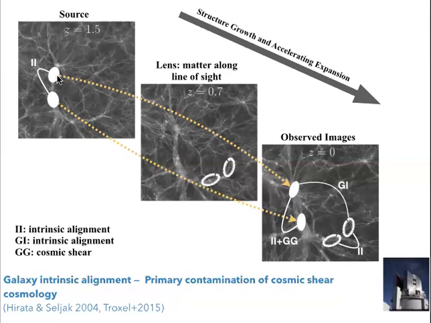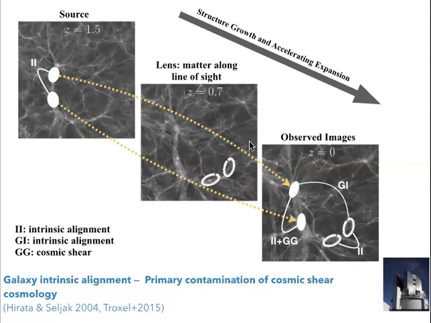Well, the light emitted from these galaxies will pass through the matter along the line of sight. So this line of sight matter will distort the observed galaxy images, causing the signal that we are interested in, called cosmic shear in cosmology. It's denoted by GG here.